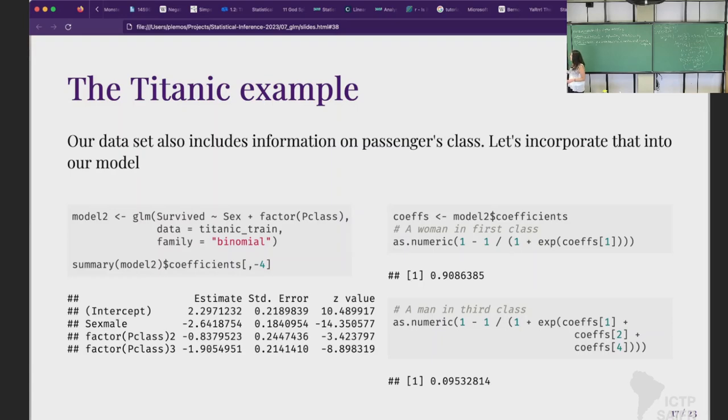If you were a man in third class, that means you add the first coefficient, the baseline one, then you add the second one because you're a male, and then you add the modifier of being in the third class, which is the fourth coefficient. So if you're a man in third class, your chances of surviving were less than 10%.